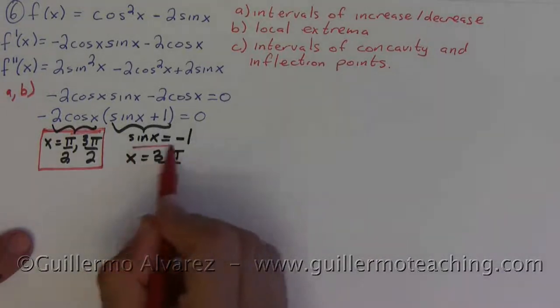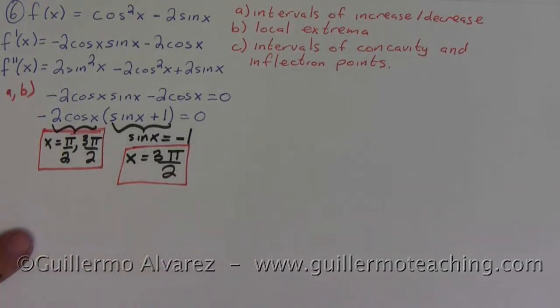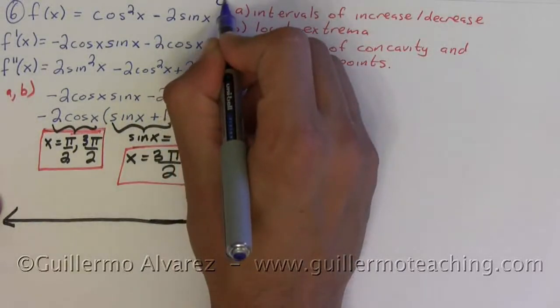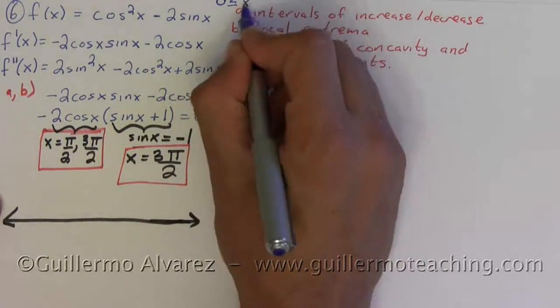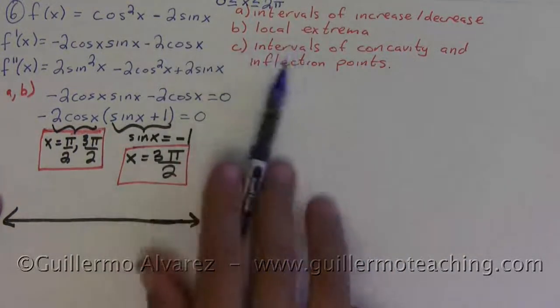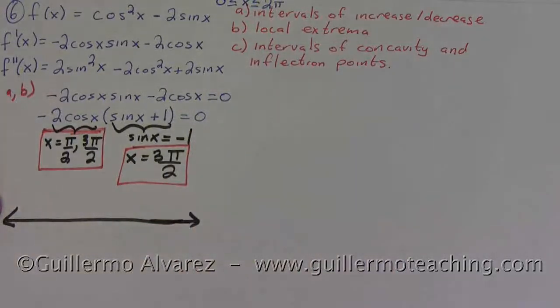And notice we have an overlapping critical number. 3 pi over 2 is a critical number for both of these, but that doesn't really matter very much. It's not going to change the way that I approach the problem. So I'm going to do my number line, and I forgot to state that I'm only looking for these three things on the interval from 0 to 2 pi. Because this function is actually periodic, and so it has infinitely many local extrema, so we only want to look from 0 to 2 pi.